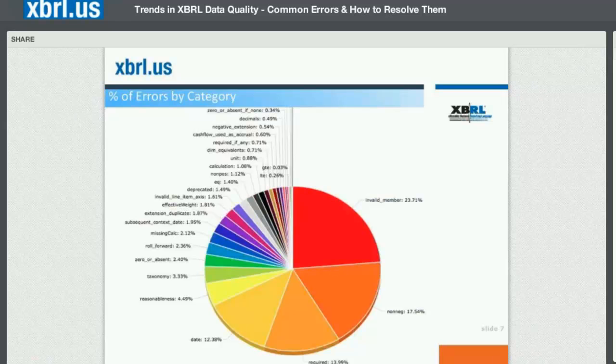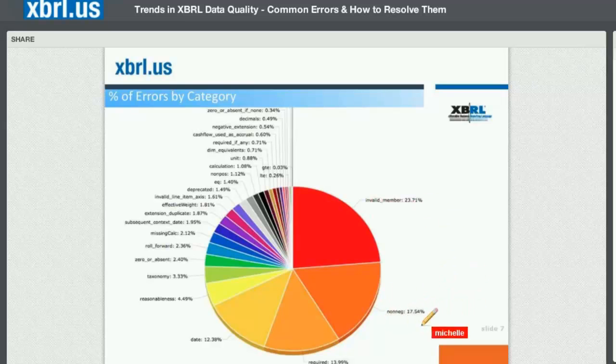Okay, now this chart gives a snapshot of all of the different potential types of errors. We've identified over 30 categories of potential problems in filings, and this pie chart groups them and shows the relative frequency of each kind of problem. As you can see here, the most common one today still is that invalid axis member combination. A lot of people think that it's negative values, but it's really the dimension issue.